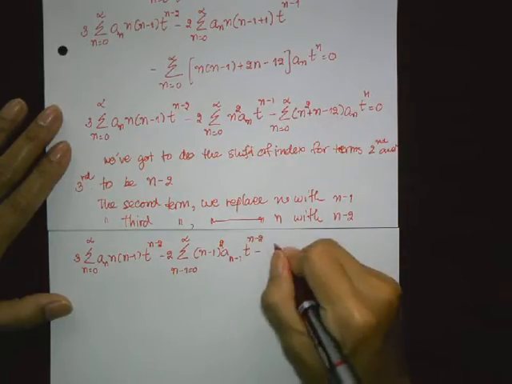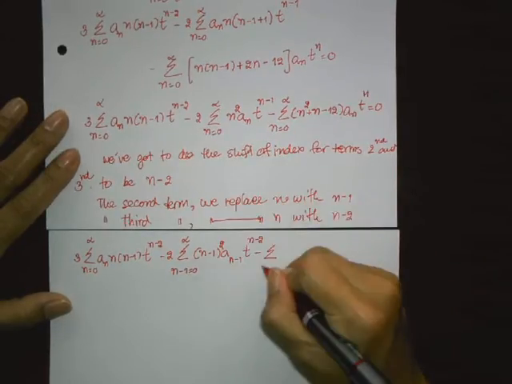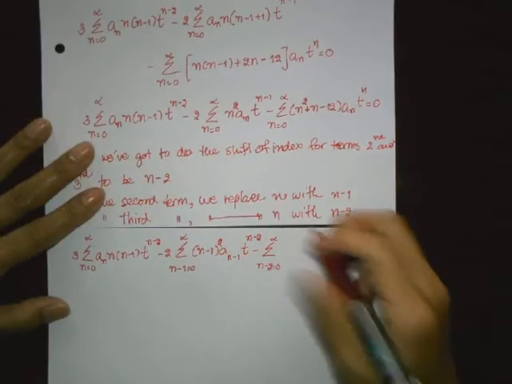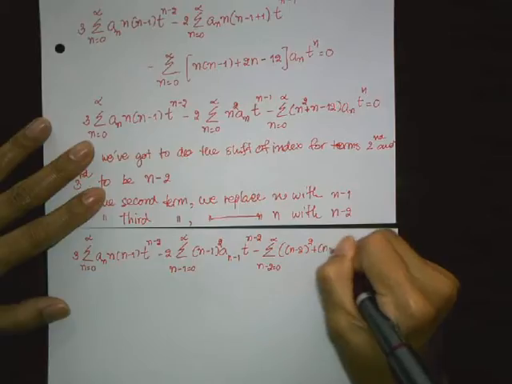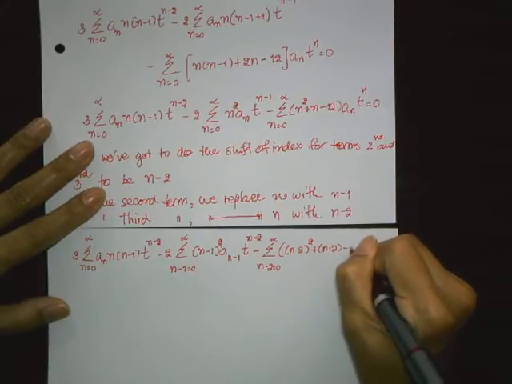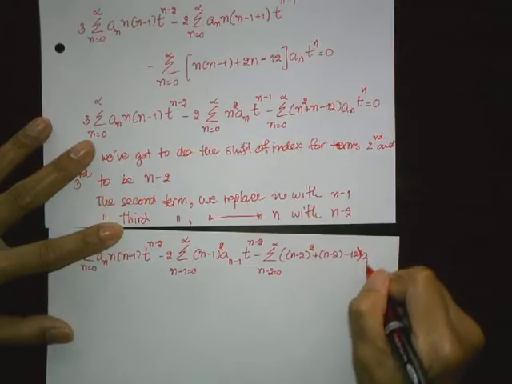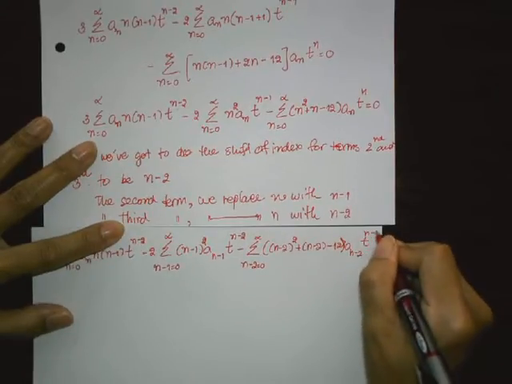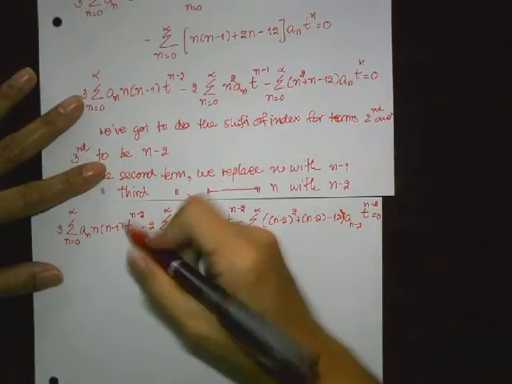And the third term, we replace n with n minus 2. So we get n minus 2 equal to 0 till infinity, and then (n minus 2) squared plus (n minus 2) minus 12, a_{n-2} t to the power n minus 2 equal to 0. Now we have the whole term with the same power.